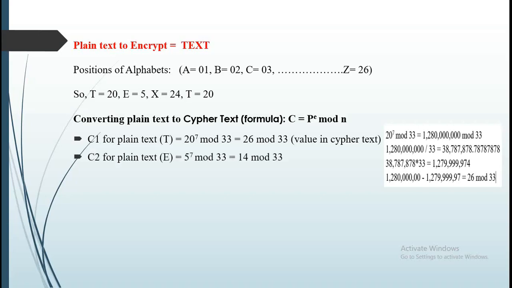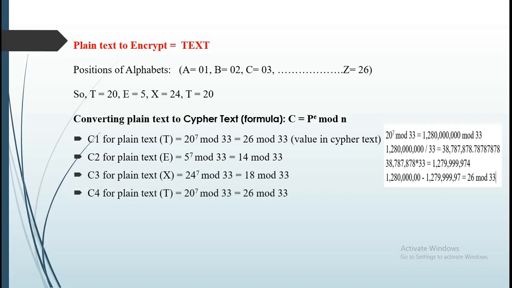Again for C2 I have done the same thing because 5 raised to the power 7 is a value which is not in the range of 33, so I have calculated the value in the range of mod 33 in the same manner which we have calculated before. And the ciphertext for plain text E is 14, and the ciphertext for plain text X is 18, and the ciphertext for plain text T is again 26, mod 33.